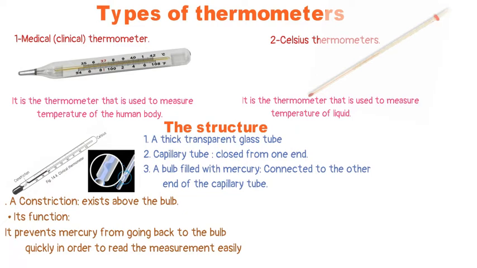So if you want to measure your temperature by yourself, and there is no constriction in the medical thermometer, you will not be able to get an accurate reading. Why? Because the mercury will return back to the bulb quickly.